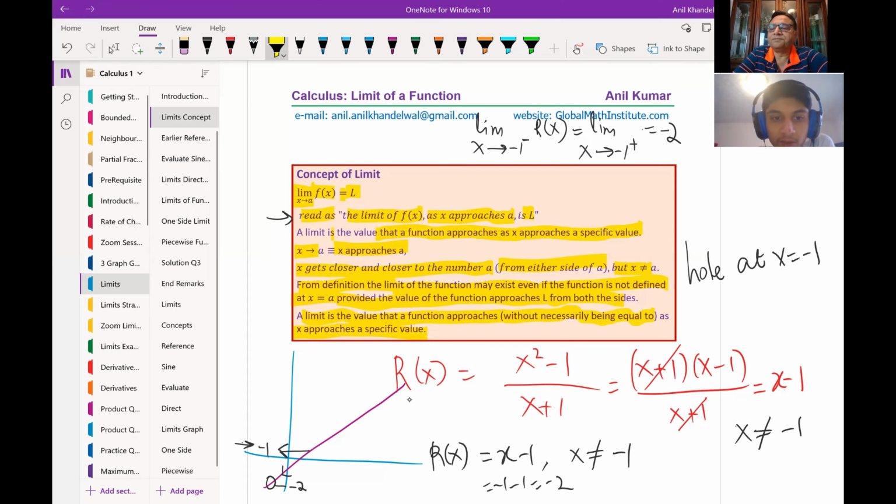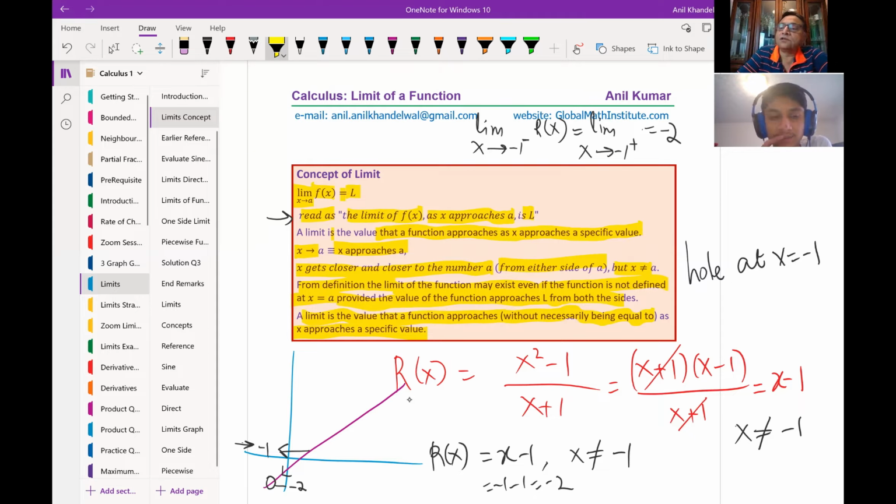Yes. So from the definition, the limit of a function may exist even if the function is not defined at x equals a, provided the value of the function approaches L from both the sides, right? Correct. So if it doesn't approach from both the sides, then it's not defined, right? Yeah, it has to approach from both the sides, only then the limit exists. Otherwise, not.